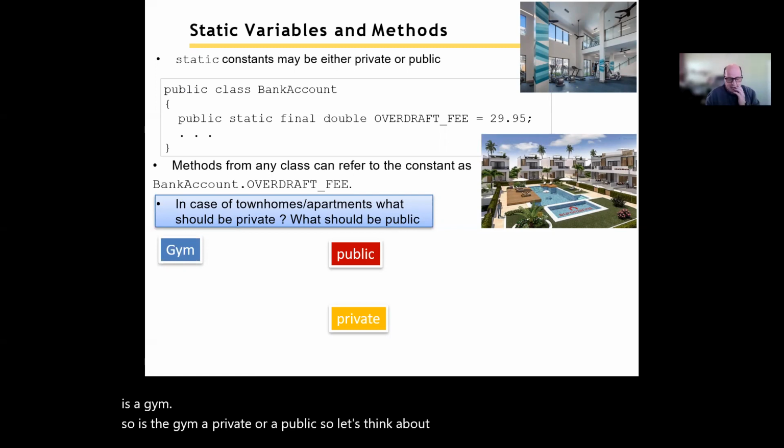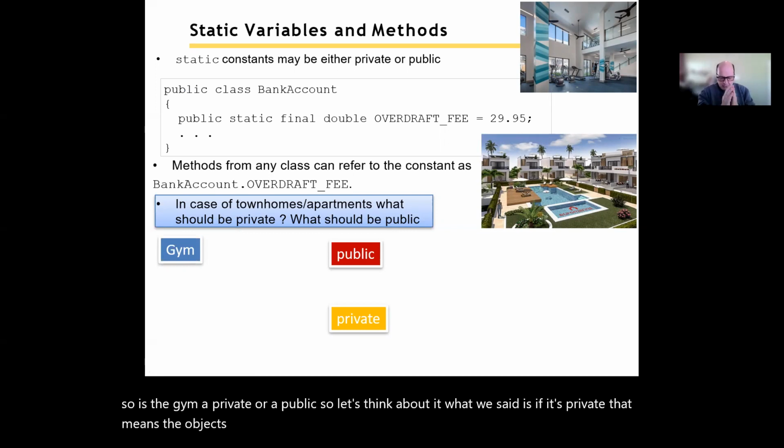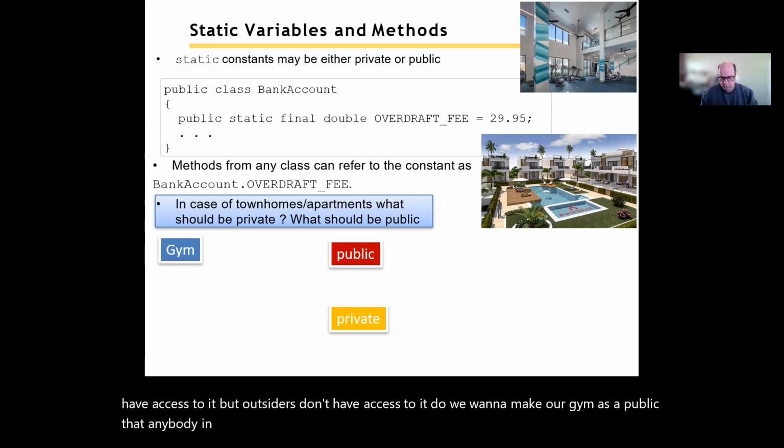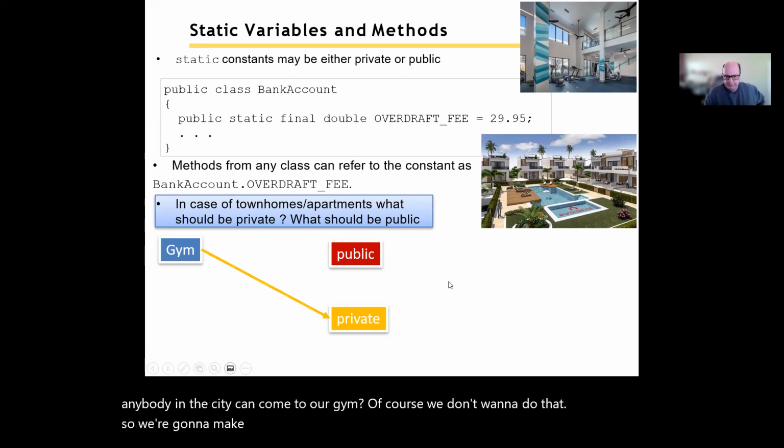What we said is if it's private, that means the objects that we have of this class, condominium, apartment, or townhomes, have access to it. But outsiders don't have access to it. Do we want to make our gym public so that anybody in the city can come to our gym? Of course, we don't want to do that. So we're going to make that private.